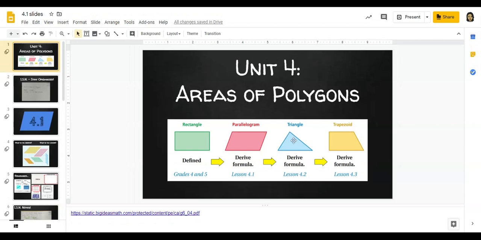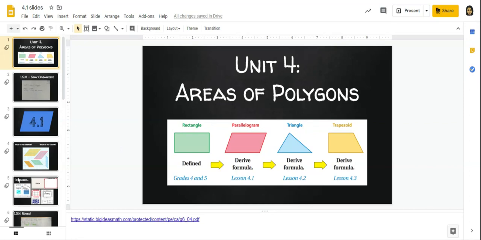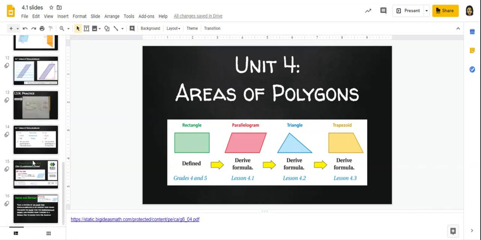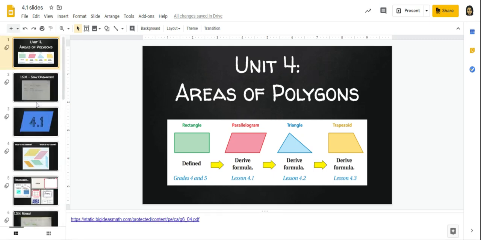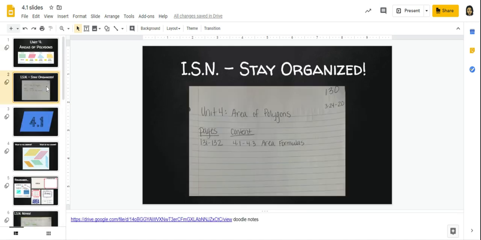Today we're going to start off real simple with 4.1. You'll see over here to the left side all the slides that I have for you. There should be 16 in all. First and foremost, you want to stay organized. If you see here, I've got a copy of my Math ISN page 130. This will be our table of contents. So, Unit 4, area of polygons.